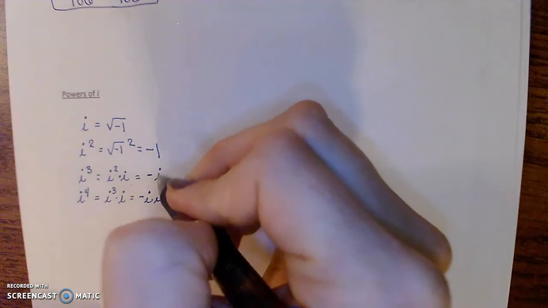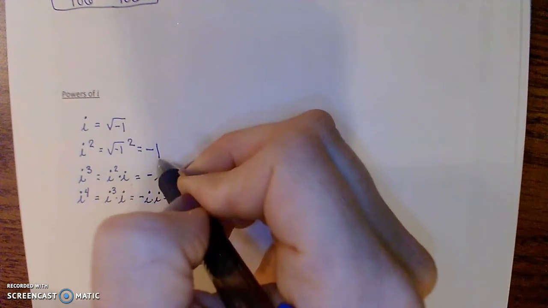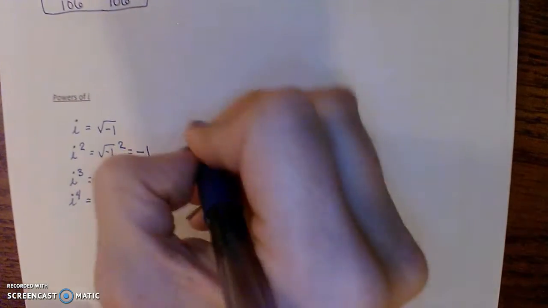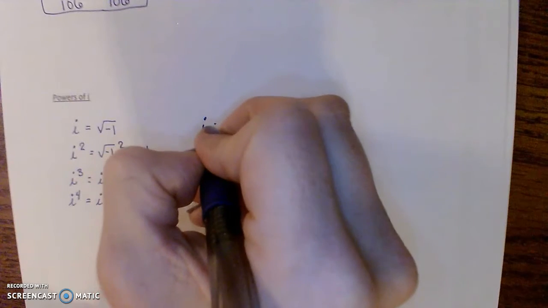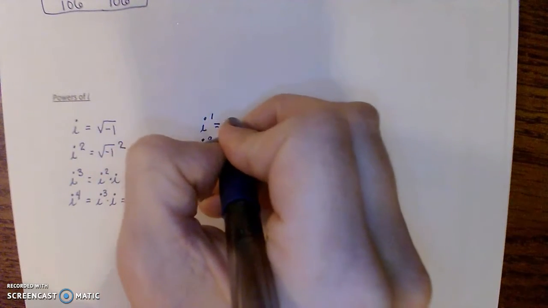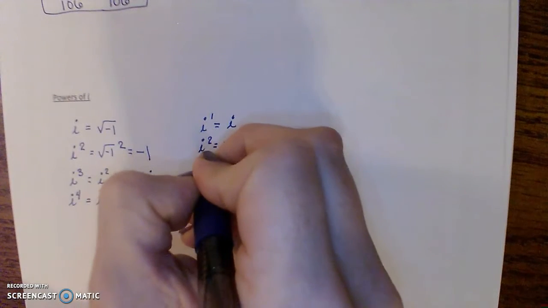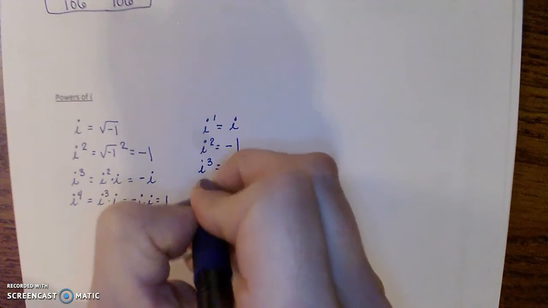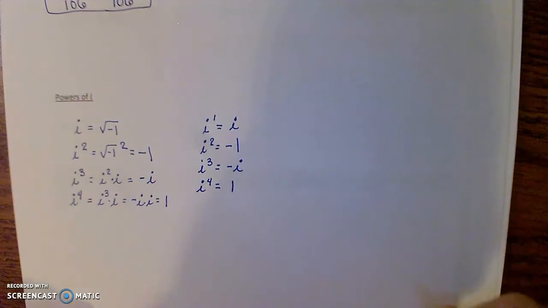So we kind of cycle around here. You got i, -1, -i, 1. Let me just write that one more time for you. So i to the 1st power is just i. i squared is -1. i cubed is -i. i to the 4th is +1.